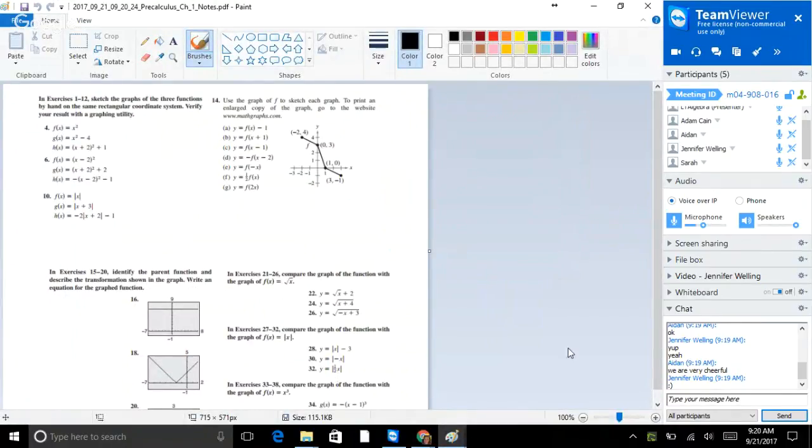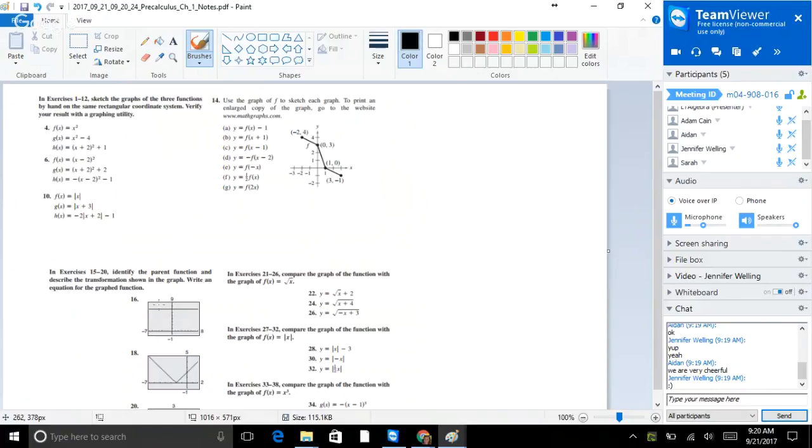Right? Okay, so let's do maybe like one or two of these. I think you guys are going to pick up on super quickly. So for example, in 1 through 12, so you're going to do 1 through 11, it says, sketch the graph of the three functions by hand on the same rectangular coordinate system. Verify your result with a graphing utility. So I'm not expecting these to be like the perfect graph, right?